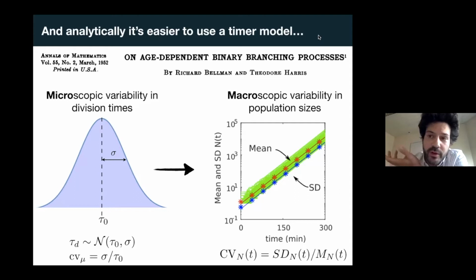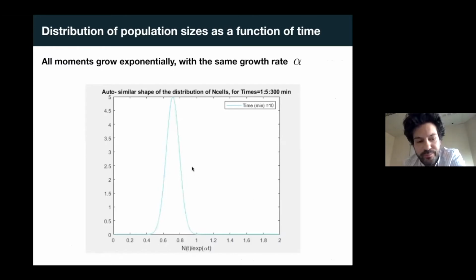And what we observe at the population level is the variability in population sizes. So we can simulate populations growing from single cells using this model. And what we see is that the mean goes exponentially with time, the standard deviation too. And we define the macroscopic coefficient of variation as the standard deviation divided by the mean. Okay. And what Bellman and Harris tell us is that if we take this process, all the moments of the distribution of the population sizes grow exponentially with time with the same growth rate alpha.